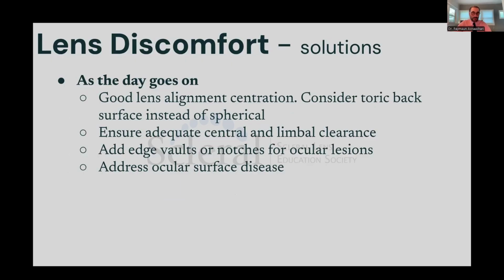And here are some solutions if it's discomfort due to as the day goes on. You want to make sure that there's good lens alignment, and you want to consider a back surface toric design rather than a spherical if you see that the lens is not landing evenly across the whole sclera. And you want to ensure adequate central and limbal clearance as well. You want to consider adding edge vaults or notches for ocular lesions like pinguiculas or pterygiums. And you also want to address ocular surface disease if you're seeing that present.